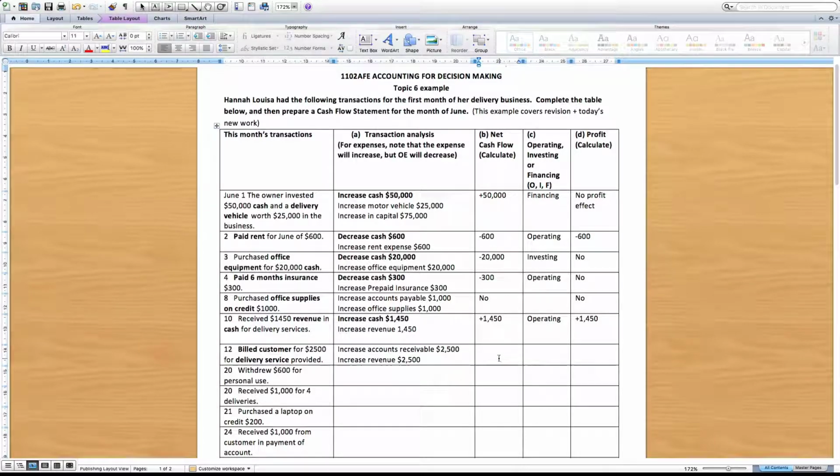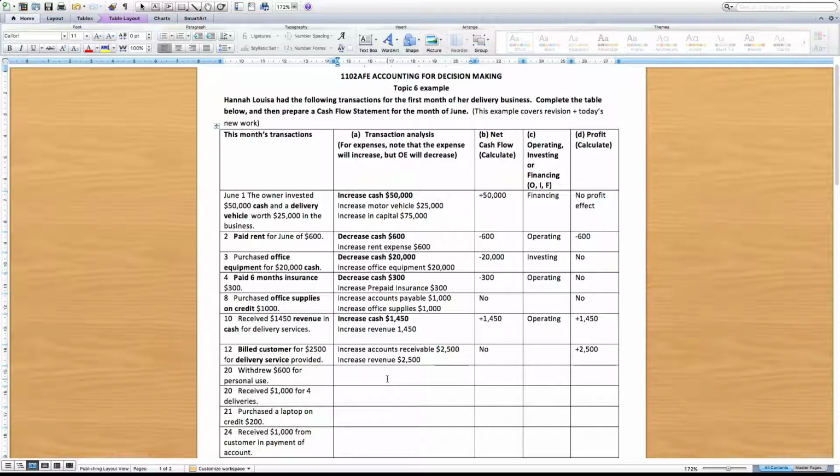Net cash flows, well, the word cash is not sitting in here anywhere. So no cash flow, and we don't need to classify as operating, investing, or financing. Do we have an impact on profit? Yes, we do, because we are dealing with a revenue account. So our profit is going to increase by $2,500. Remember that your profit calculation is different to your cash flows. Profit is revenues earned less expenses incurred, whereas cash flows is purely about the cash flow.